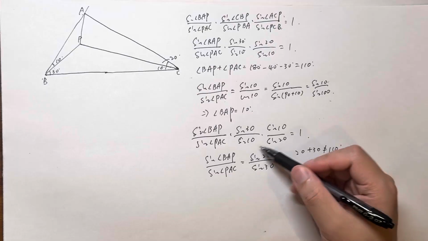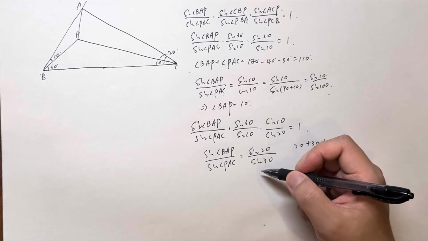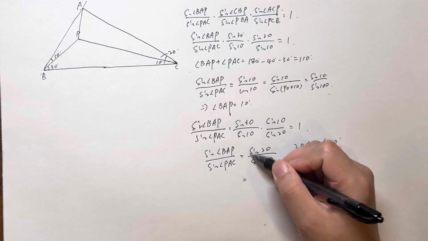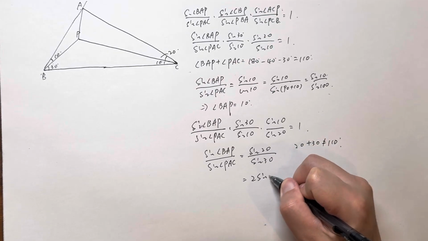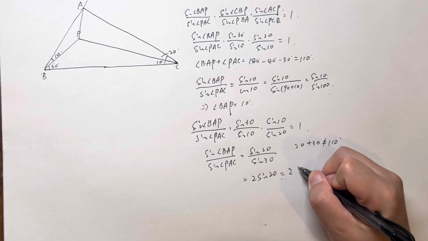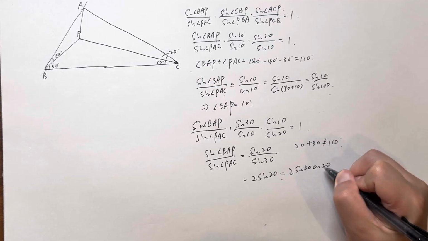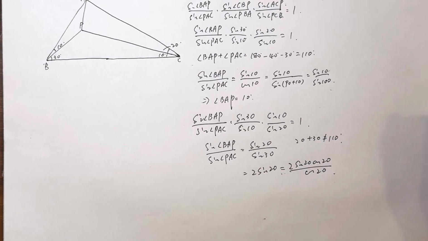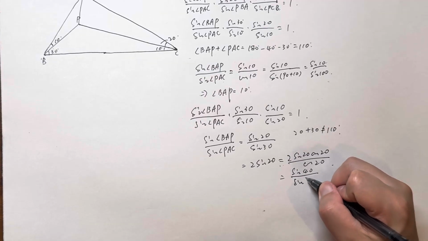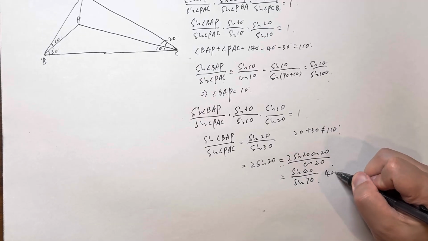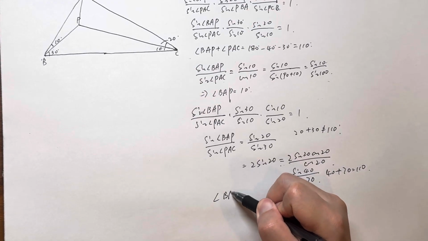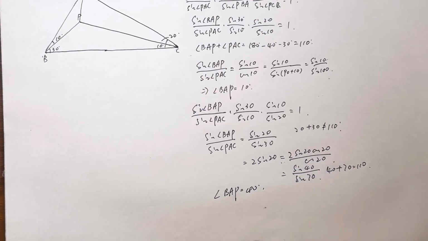Right, so we have to reform this one. Okay, notice this one is 0.5, which means this can be rewritten as twice sine 20. Right, that equals twice sine 20 cosine 20 divided by cosine 20, which is sine 40 divided by sine 70. And we know that 40 plus 70 equals 110, which means the angle BAP equals 40 degrees.